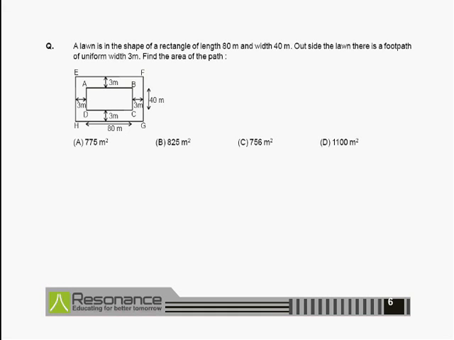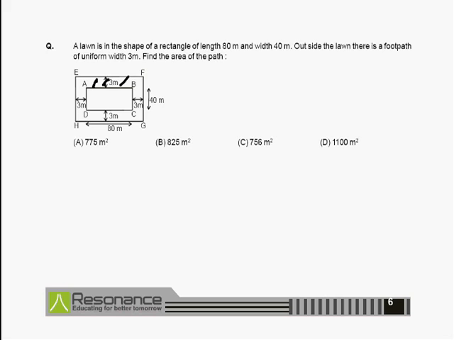In this question, we are given a lawn which is in the shape of a rectangle ABCD. ABCD is a rectangle whose length is 80 meter and width is 40 meter. And around this, there is a footpath. This area is the footpath, which is 3 meter wide. So we have to find the area of this footpath.